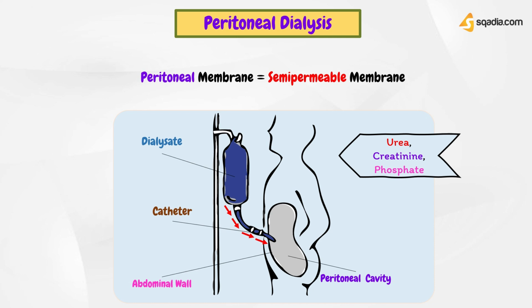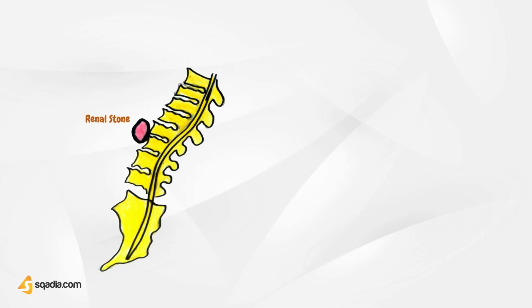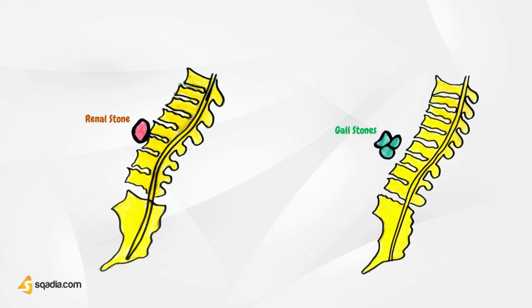Now, moving forward, kidney is likely to have stones, called as staghorn stones, as urine gets concentrated here. Do you know the difference in kidney stone and gallstones? Well, kidney stone lies on the body of vertebra. Gallstones lie anterior to body of vertebra.